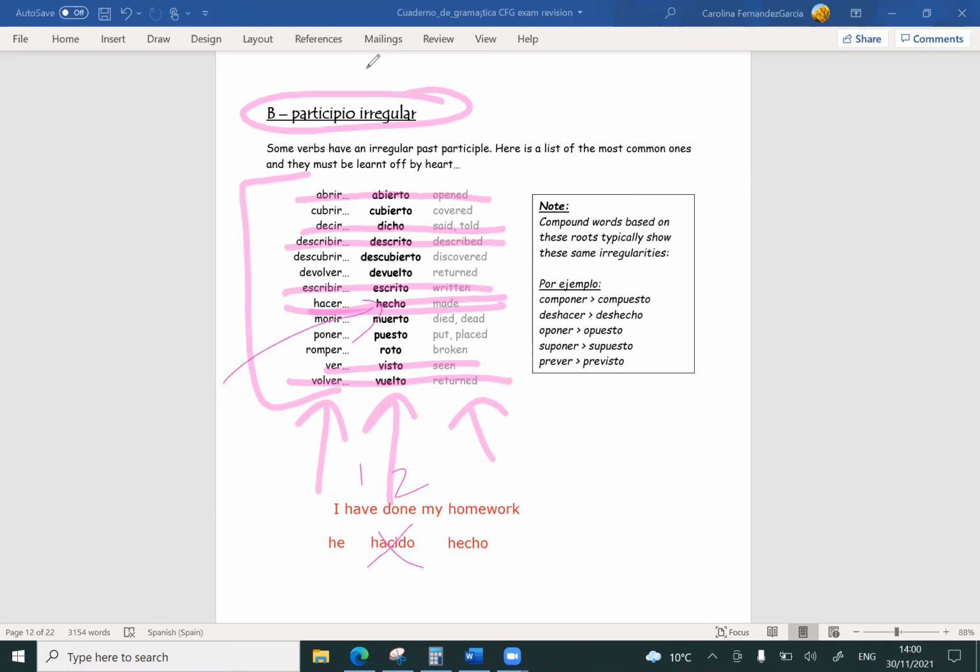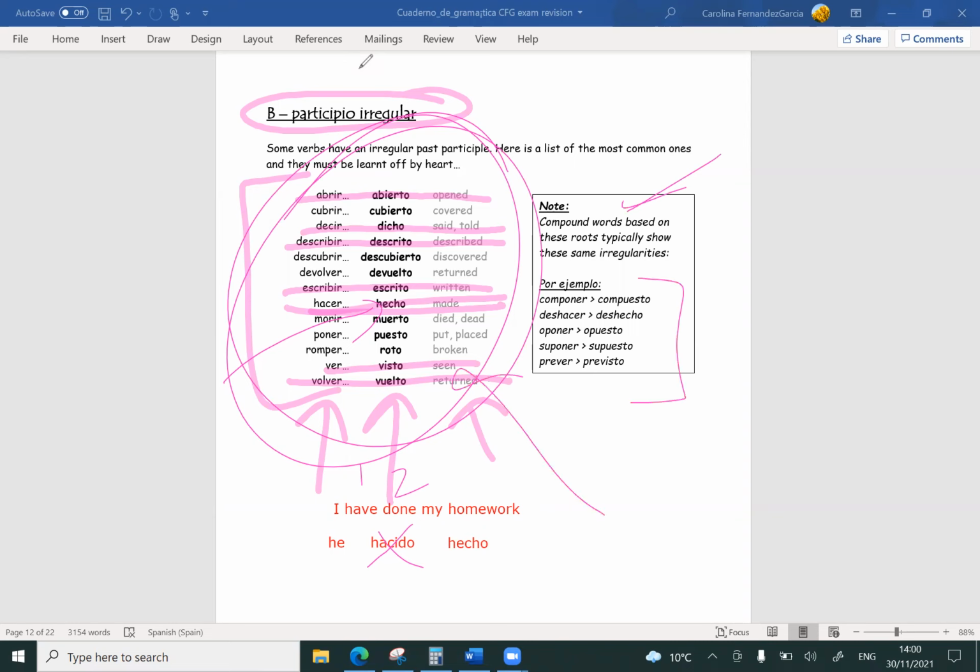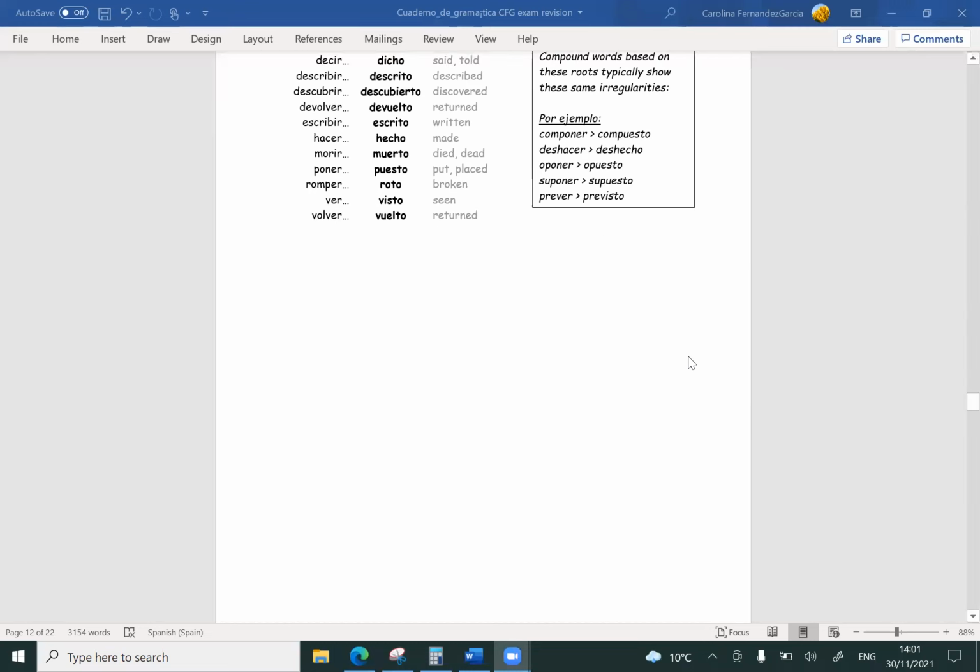In the exam, especially in the written section, these are the ones that will come up a lot. Now, we may have some compound words based on the roots of these verbs. So if you have a verb coming from one of these verbs, they're also going to be irregular. Like componer, compuesto, deshacer, deshecho, oponer, opuesto, suponer, supuesto, and prever, previsto. So this is the compound tense.